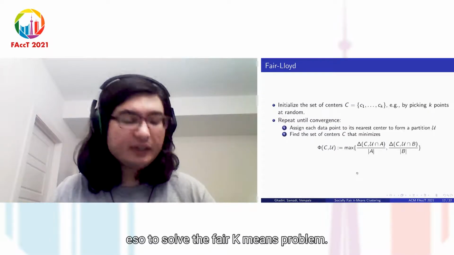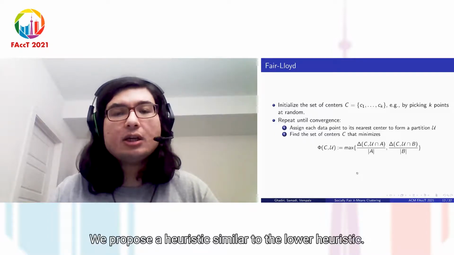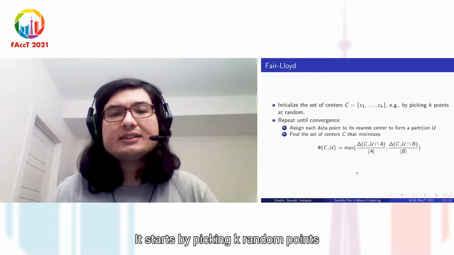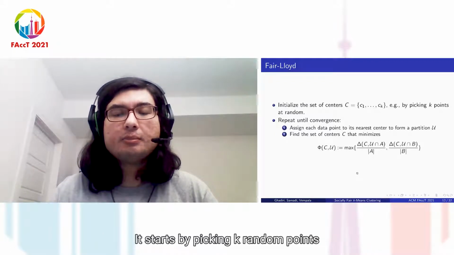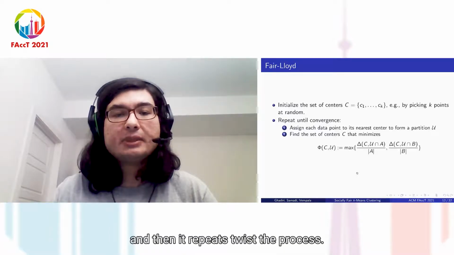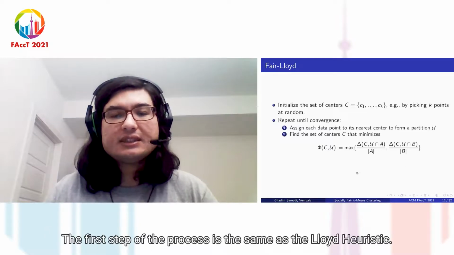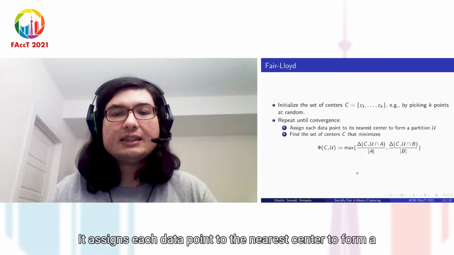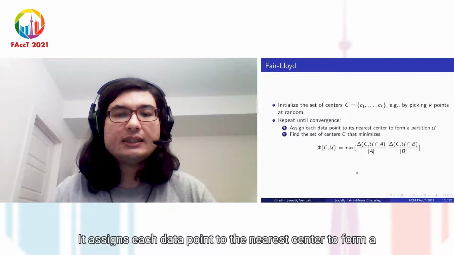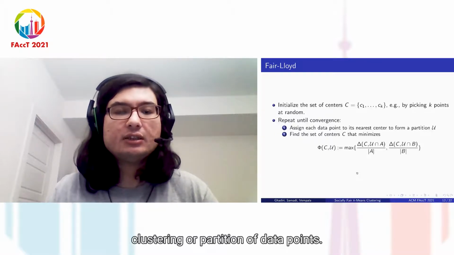So to solve the fair k-means problem, we propose a heuristic similar to the Lloyd heuristic. It starts by picking k random points, and then it repeats a two-step process. The first step of the process is the same as the Lloyd heuristic. It assigns each data point to the nearest center to form a clustering or a partition of data points.